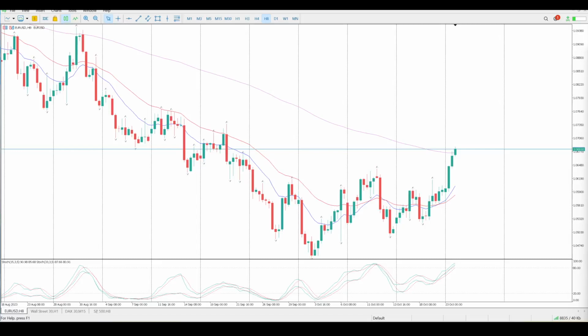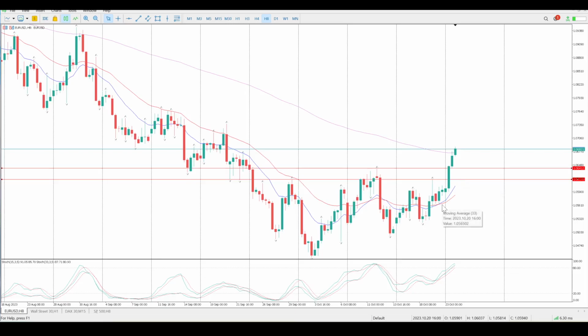Good morning, everybody, and this is your Forex day trade setups for today, or essentially Euro USD. We've had some fairly decent breaks here, and this is the one that I am really interested in, and that's a break of this zone here between 1.06412 and 1.06170.